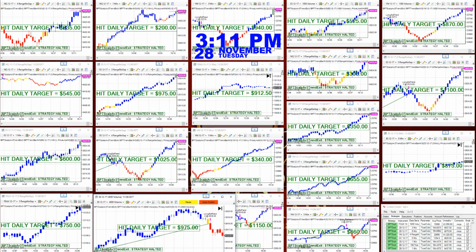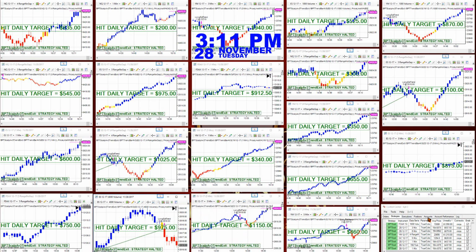Of course, we still have a lot on the side here. You can see we have the DAX on 1,000 volume. It's not over yet. We have the 30-year Treasury bond. It's not over yet. It's not closed yet. And that will close now. They can start coming in one after the other.